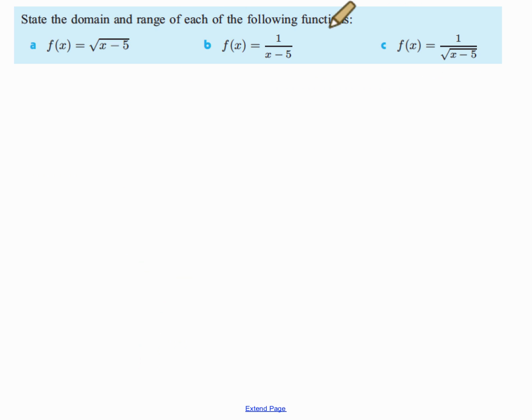State the domain and range for each of the following functions. Okay, now this gets a little bit dicey, not too bad. So, when you have square roots, let's just talk domain real quick.